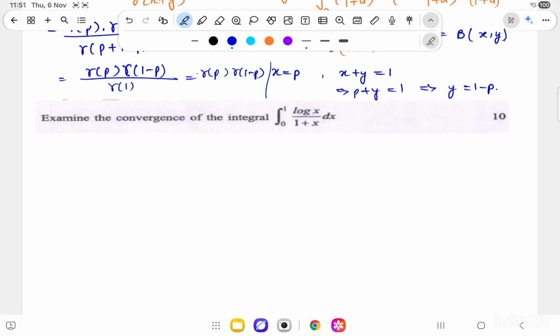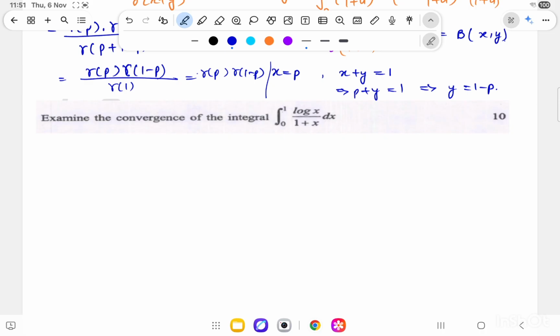So the next question is: examine the convergence of the given integration. So they have given us an integration and we're supposed to check whether this one is convergent or not. So let's move on to see whether it is convergent or not.